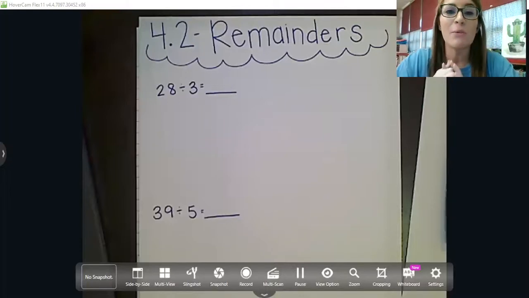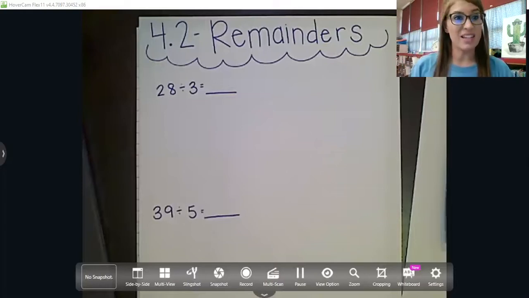Today we're going to be talking about remainders. Remainders are literally exactly what they sound like: just some leftover numbers when we're dividing. I'm going to show you an easy way to start off with dividing and finding remainders. Of course, as we move along in the chapter it's going to get a little more difficult, but we're going to start small and work our way up.